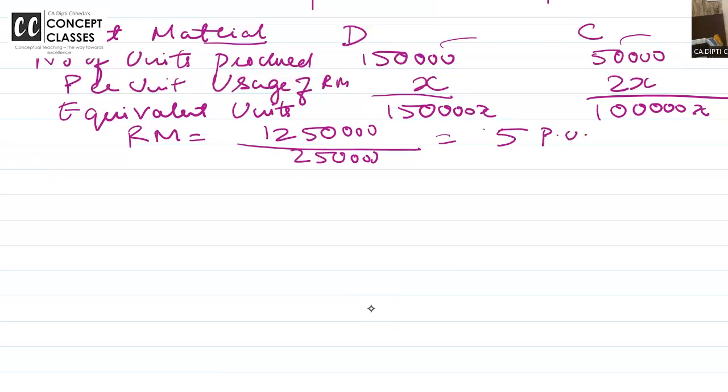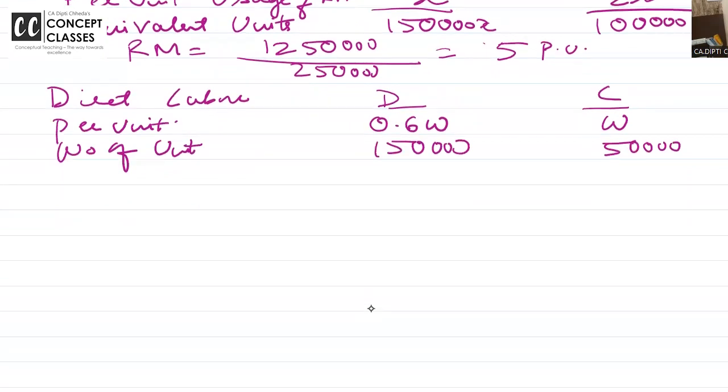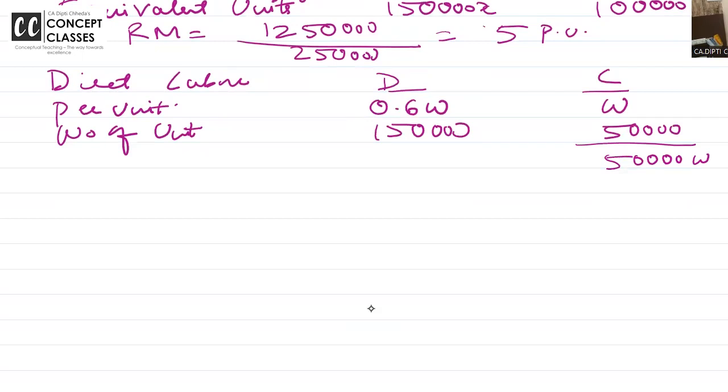Same way working note 2 for direct labor. Direct labor. If direct labor is for the cloth mask, if direct labor or direct wages is W, here it is 0.6 W. They are not equal. Followed or not? Direct wages per unit. If per unit wages is 1 W or W for the cloth mask, then here it is 60%, 0.6. And what is the number of units? 1,50,000 and 50,000. So if direct labor used for cloth is 50,000 units or hours or whatever it is, 50,000 W, then here 1,50,000 is using only 60%. That is 90,000 W. This is like equivalent units.